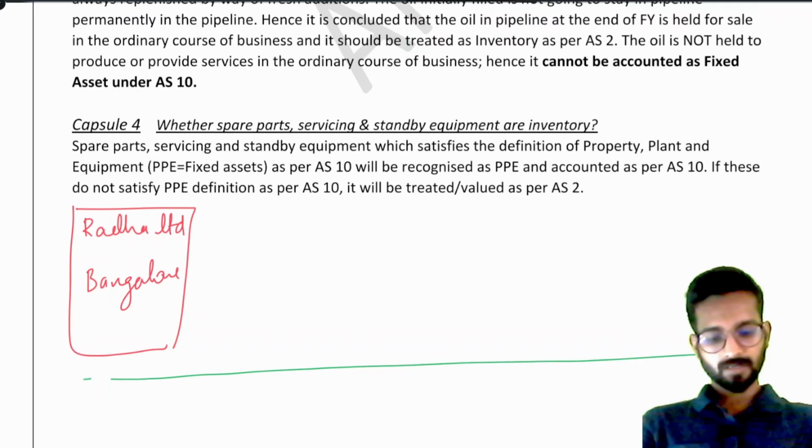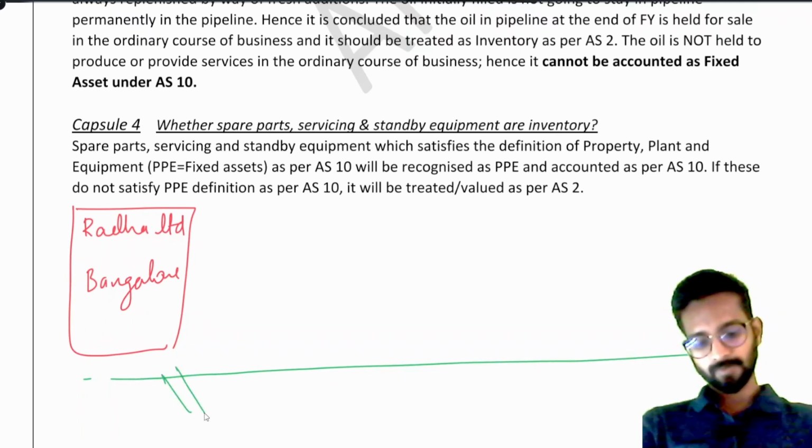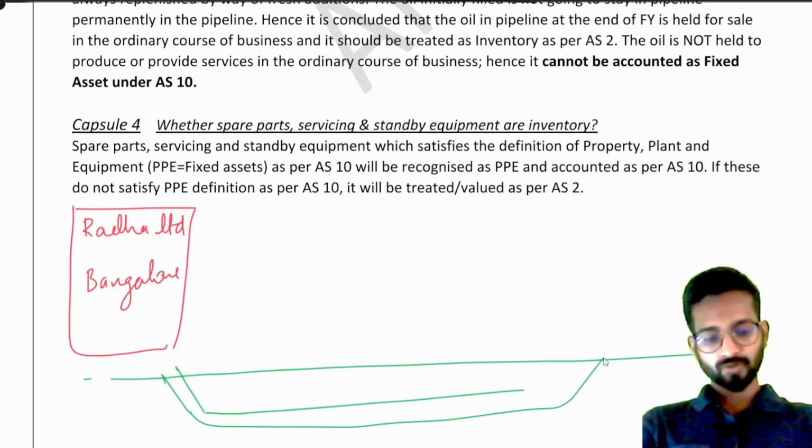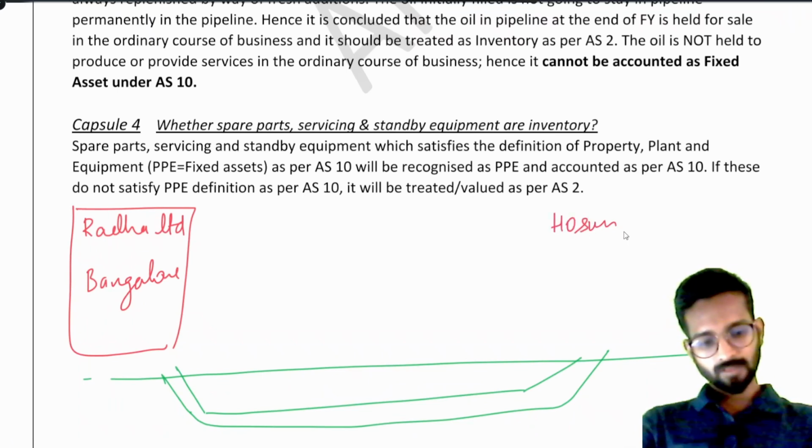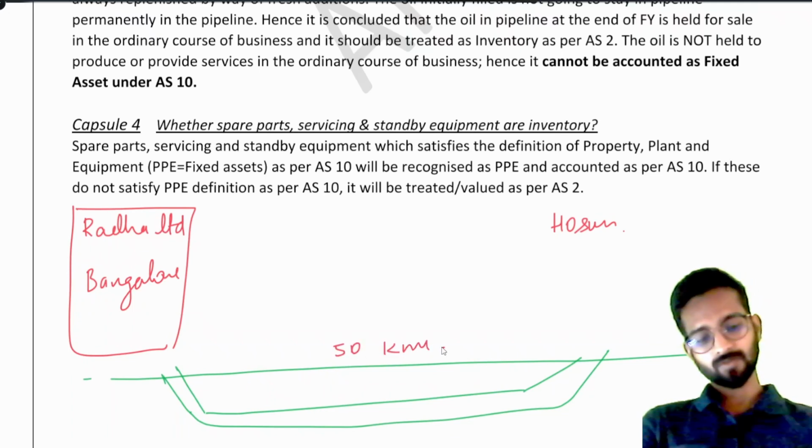This is the land and this is the pipeline from Bangalore to Hosur. Okay, this is our Hosur. The entire pipeline is 50 kilometers. Now, Radha Limited is in the business of oil. They will transfer oil here, and from here we will be giving it to three different companies.